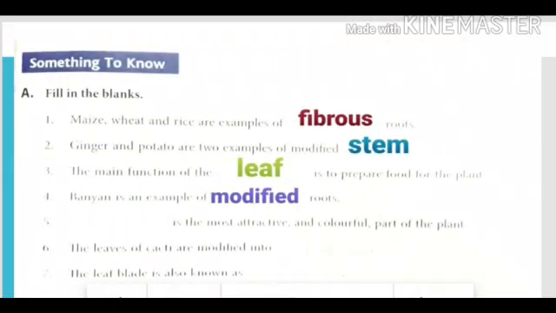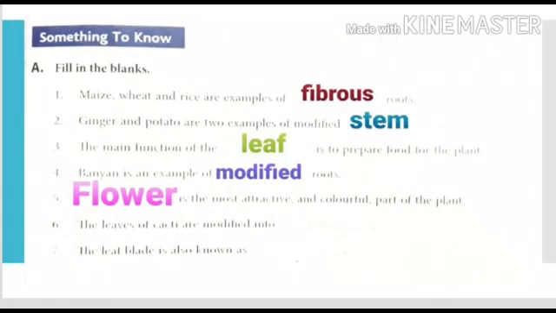Banyan is an example of dash modified root. Banyan is an example of modified roots. Number 5, dash is the most attractive and colorful part of the plant, and flower is the answer.